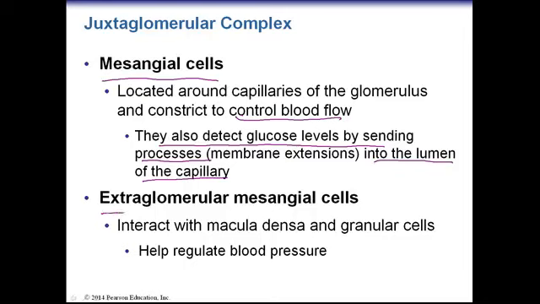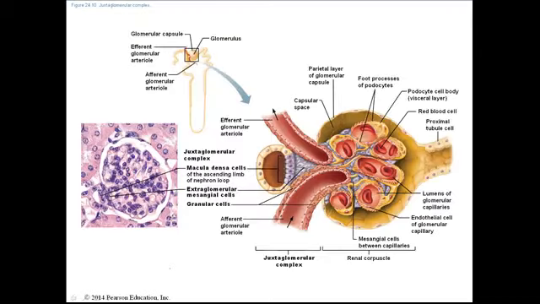Then we have the extraglomerular mesangial cells, and these interact with the macula densa and granular cells, again to regulate blood pressure. So here we go. The granular cells are these here. In a particular way, they're sensory cells, but they don't send information to the brain. They send it locally to these extraglomerular mesangial cells.